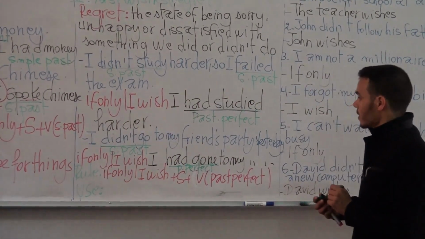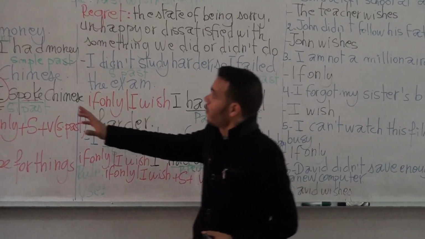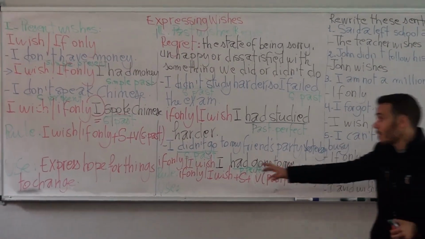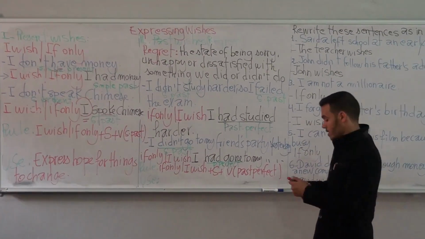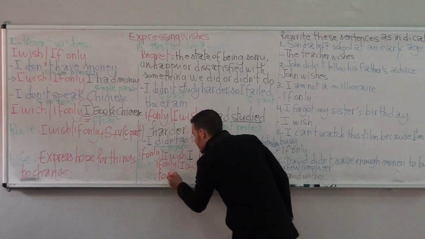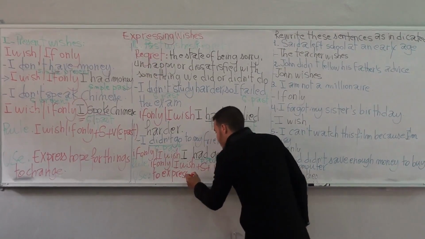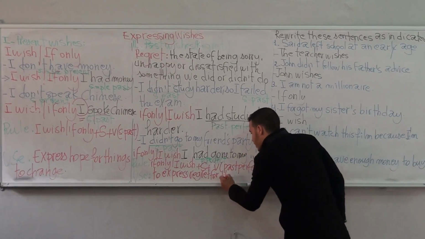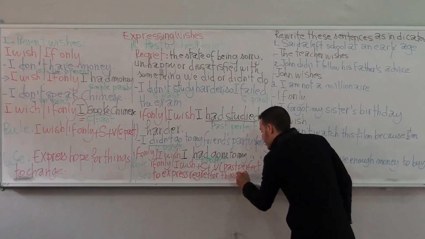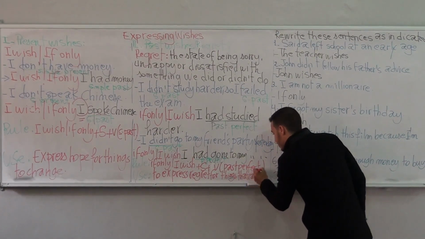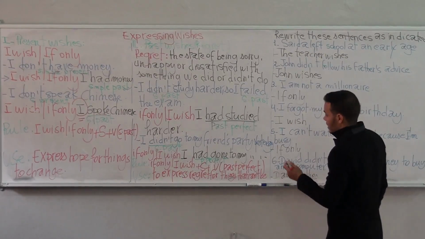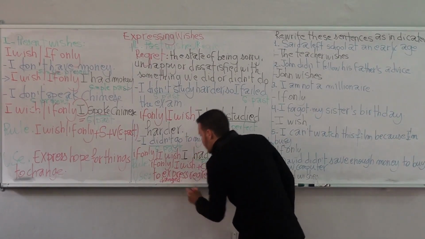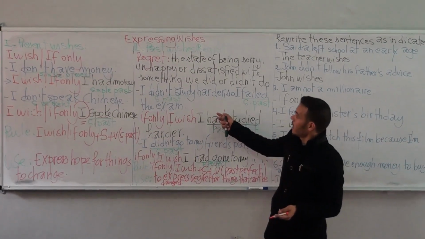Right. So for a present wish, we said we use it to express hope for things to change. Right. But the past, what do we use it for? We use it to express regret, not hope. Regret for things that can't be changed. So here I'm expressing regret.